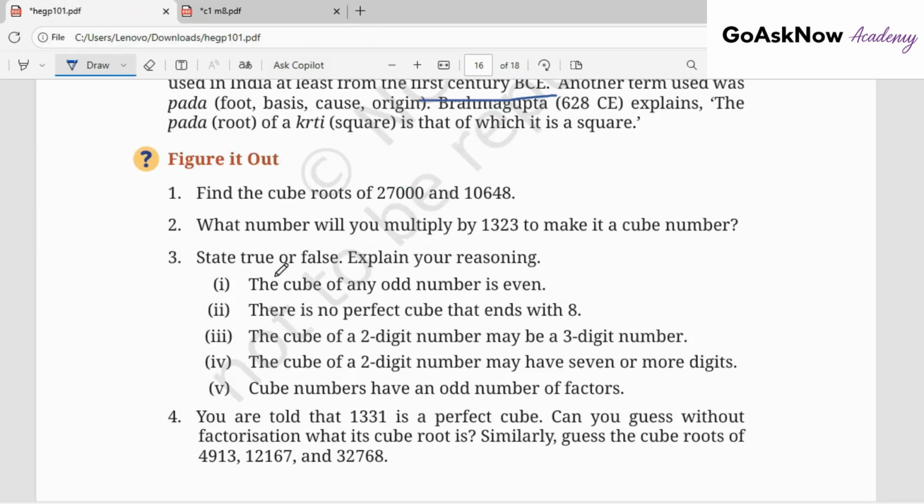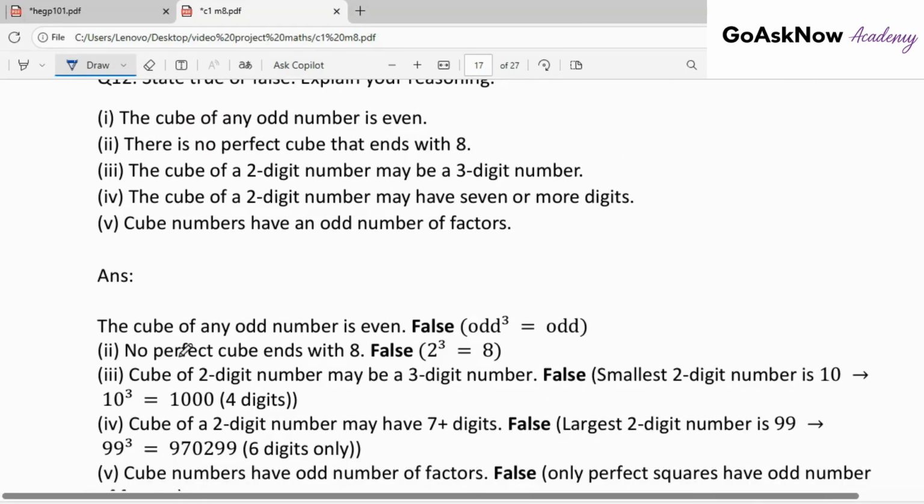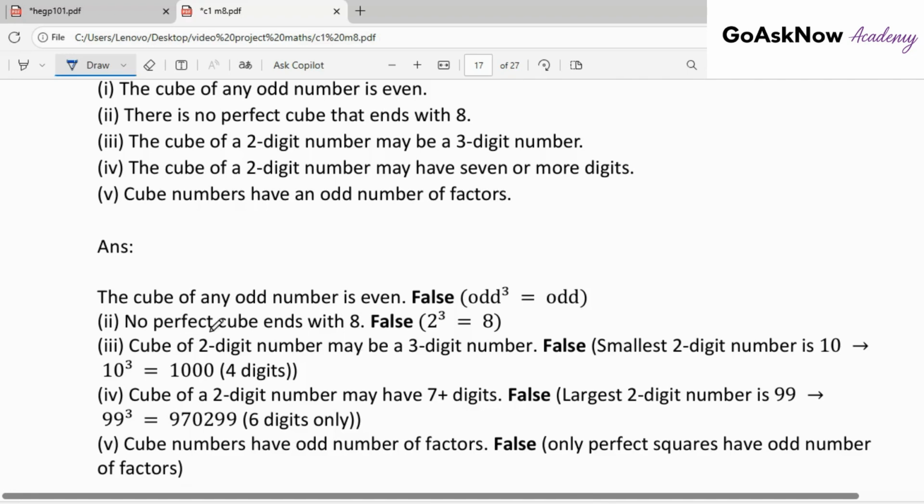Now, state true or false. Explain your reasoning. First one, the cube of any odd number is even. No, the cube of an odd number is odd. Perfect cubes do not end with 8.